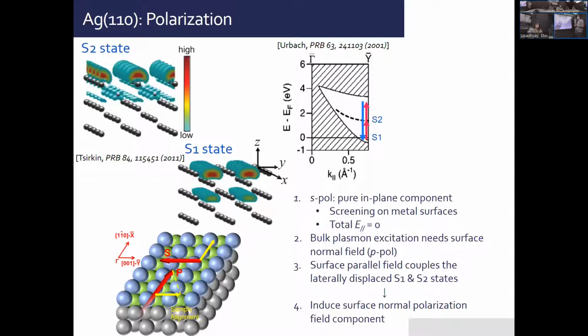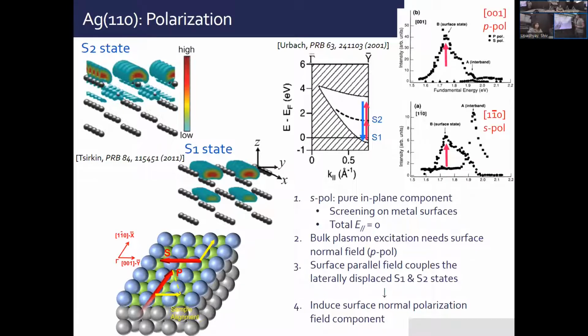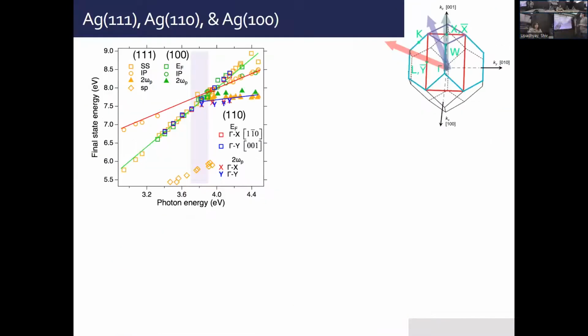For example, the surface second harmonic generation signal. In their experiment, they also observed that the second harmonic generation signal from the resonance of the surface state will be enhanced as long as we have an electric field component along the surface corrugation. So as a conclusion of this part, we have studied the silver 111 and silver 110, and the silver 100, which I didn't show here.